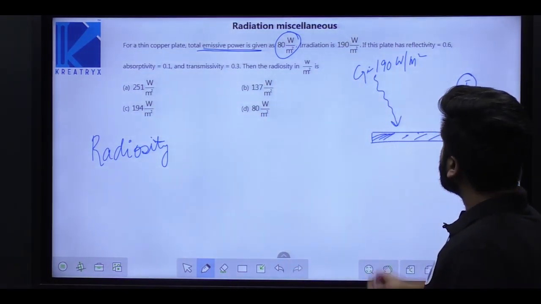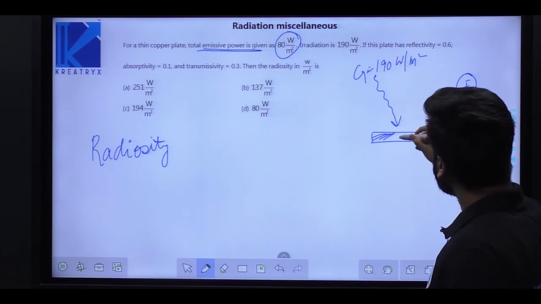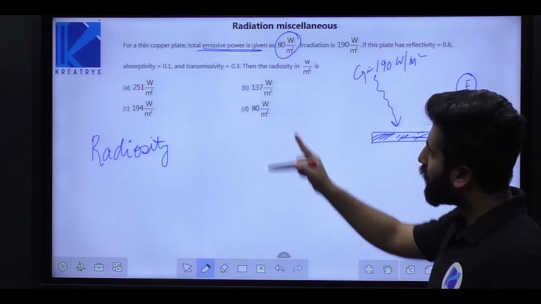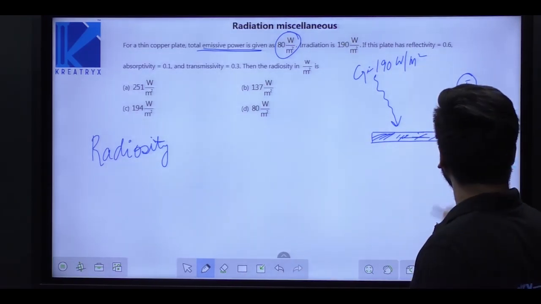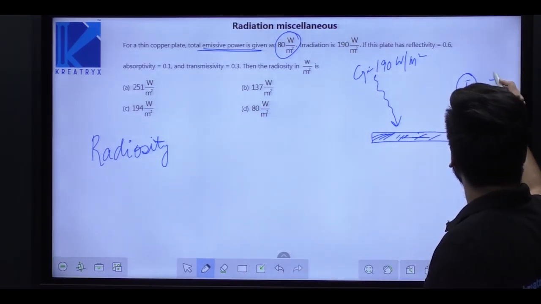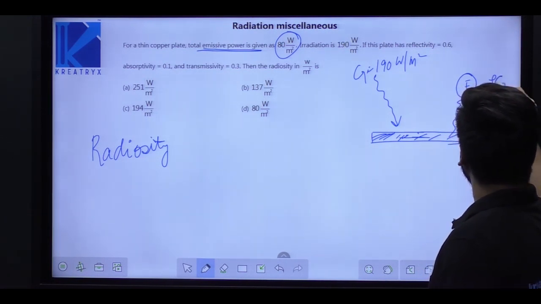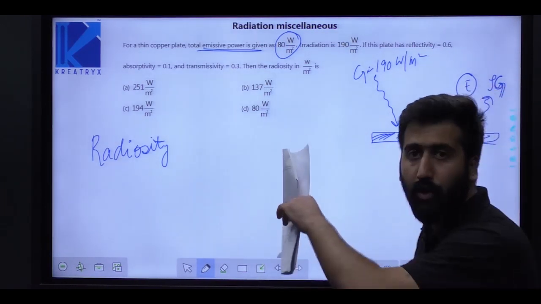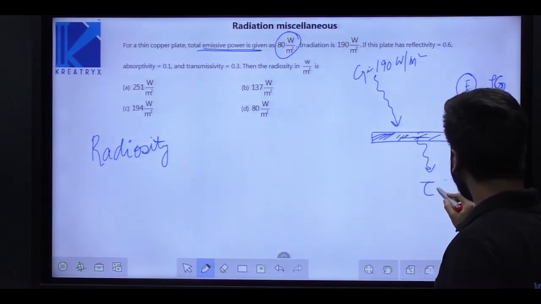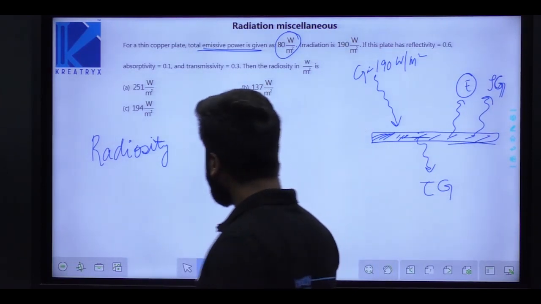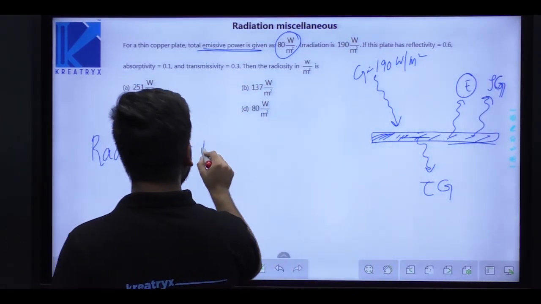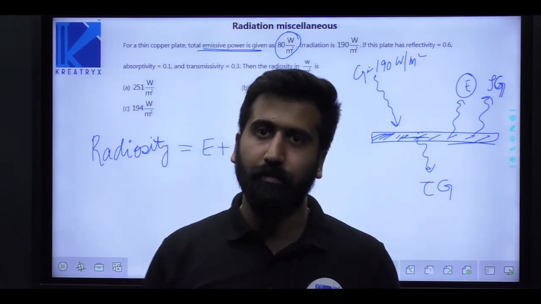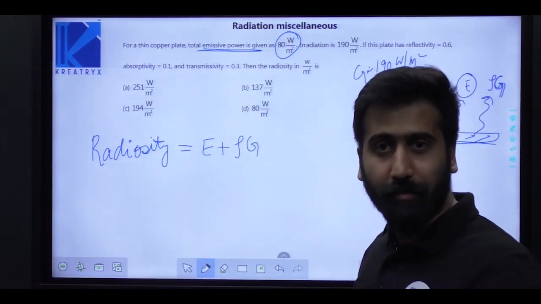When this irradiation falls on this surface, what happens? Some of it will be absorbed because alpha is given. Some of it will be reflected back, which will be rho G. Some of it will be transmitted because transmissivity is also given. This will be tau G. So now you might say radiosity is equal to E plus rho G, because you have always studied that.